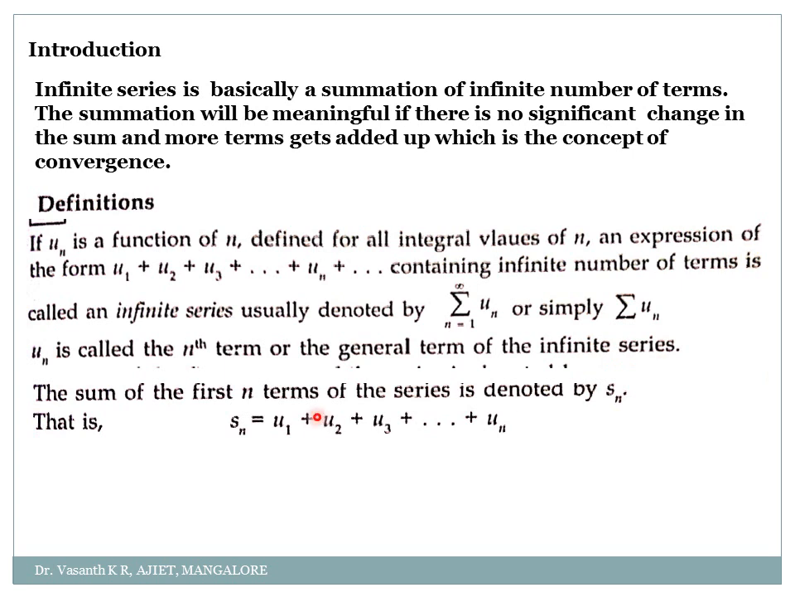Here un is called the nth term which is generated for the infinite series, and the sum of the first n terms in the series is denoted by Sn, or the sum of the series Sn is equal to u1 plus u2 plus u3 plus so on up to un. This is the sum of the first n terms, not the sum of the infinite terms. Nth term means it will stop at some point, that is the nth term of the series. Clear?